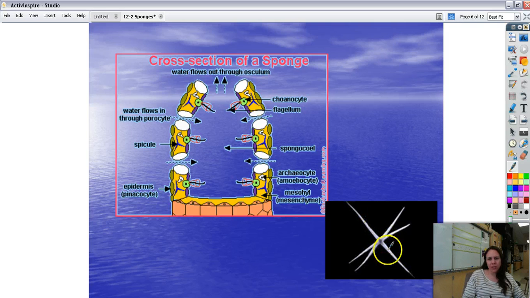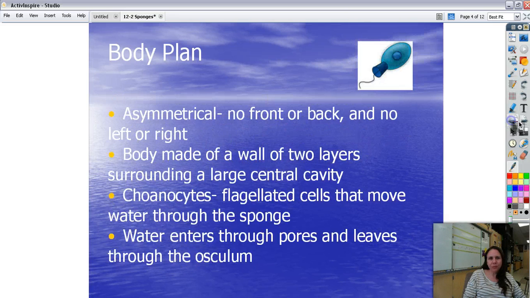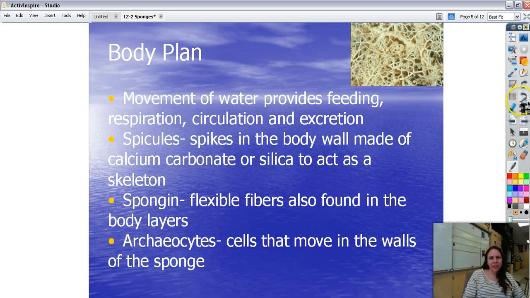This right down here is a spicule from the class Hexactinellidae, and you can tell because it's got 1, 2, 3, 4, 5, 6 spikes. The name comes from the spicules. Okay, next up we have their body plan: the movement of water going through their body. So remember we said it's kind of like this. Water goes in here and out the top.